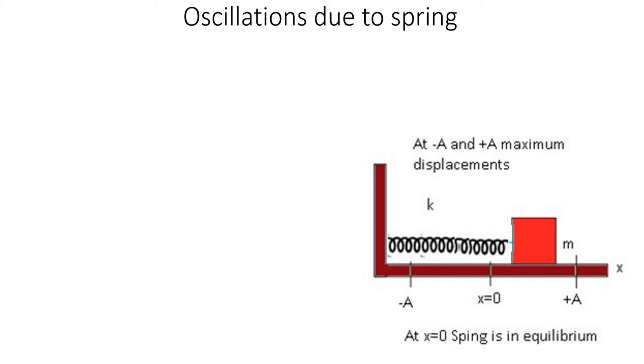harmonic motion. Okay, so here x equal to 0 is the mean position, and it moves between plus a and minus a, and the force constant of the spring is k. And what is a? A is the maximum amplitude and m is the mass of the object. So x equal to 0 means that is the position at which the spring is in equilibrium.